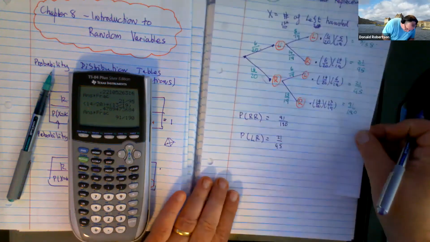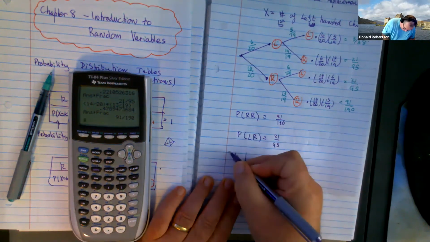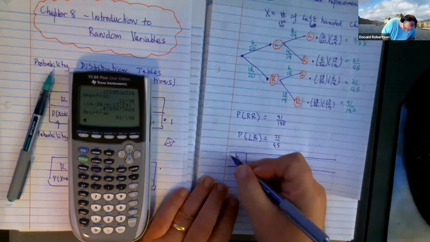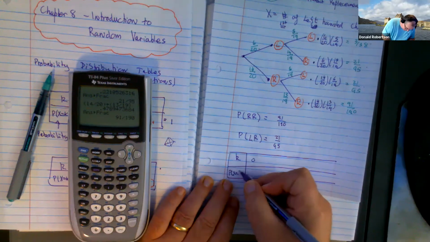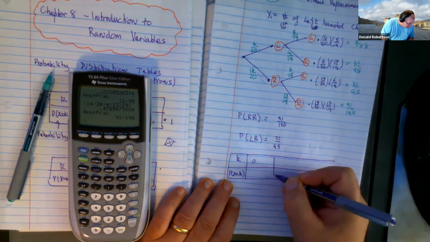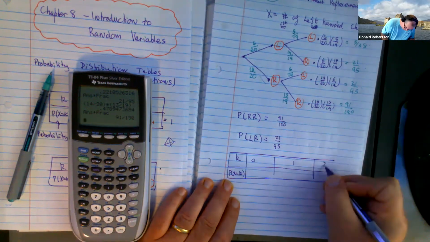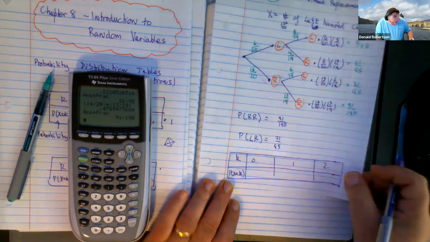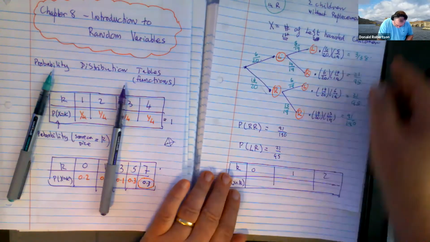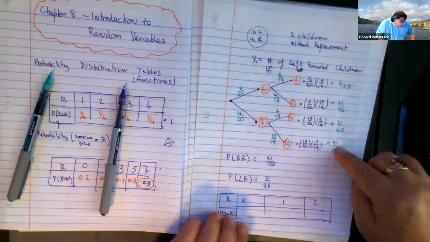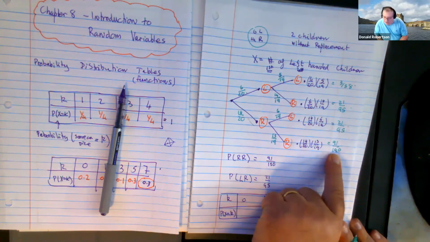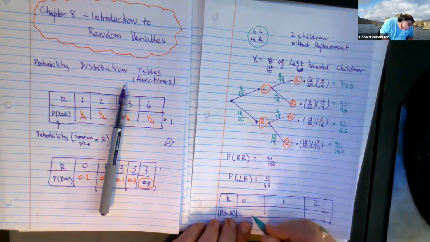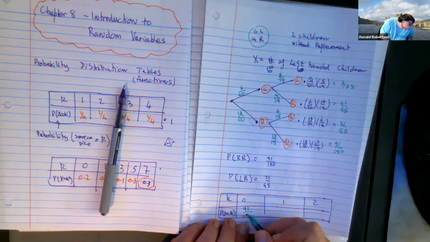Now we can construct our probability distribution table. K is going to represent how many, and X is left-handed. So 0 left-handed, funny way of counting it, 1 left-handed, or 2 left-handed. And we're going to get those from here. Let's see what we've got. What's the probability that you get 0 left-handed? Well, isn't 0 left-handed the same as right and right? So 0 left-handed is that guy.